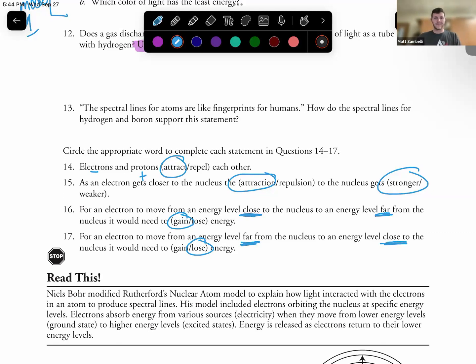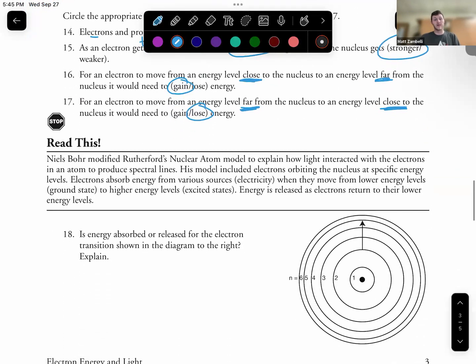All right. So now I want us to read through this real quick, and we're going to read through it together. We're going to talk about it. So it says Niels Bohr modified Rutherford's nuclear atom model. So the one we've been drawing, that Bohr model, was designed by Niels Bohr, which is why it's called the Bohr model. And it explains how light interacted with the electrons in the atom to produce these spectral lines. So it tells us more specifically where the electrons are and how they interact with energy or light.